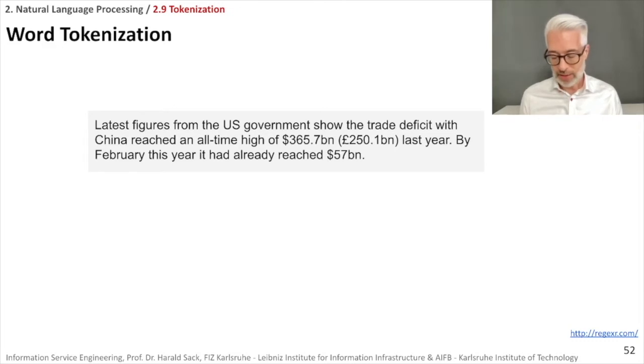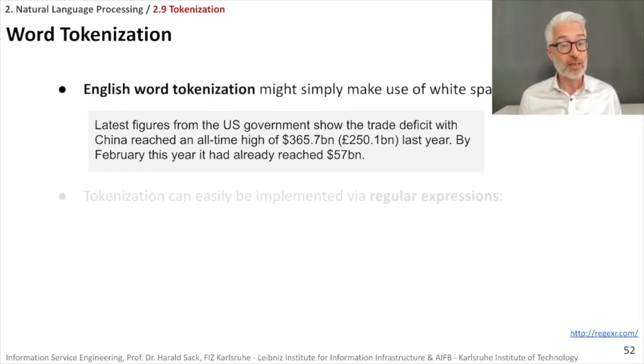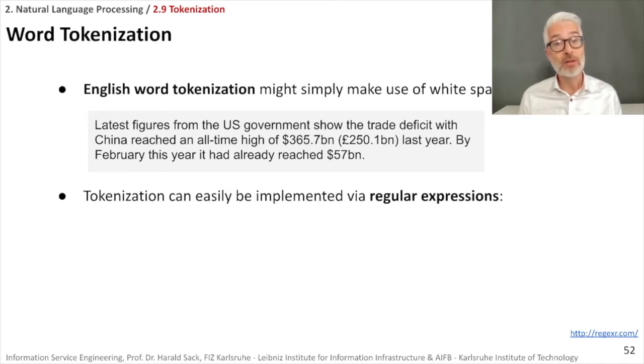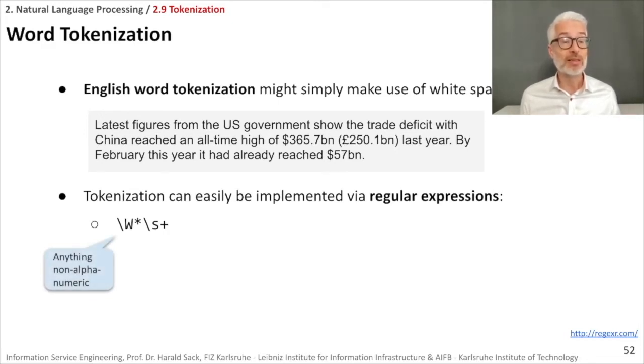We already know a rather helpful tool: we can simply make use of the white spaces and look for all of the white spaces with the help of a regular expression. To do that is quite easy. I have here an example for you, a rather nice and simple regular expression doing the following. First of all, with a capital W and a star, I look for anything non-alphanumeric, like for example a period or an exclamation mark or a question mark. This might be followed by white spaces, and of course I also want to remove exactly the white spaces.